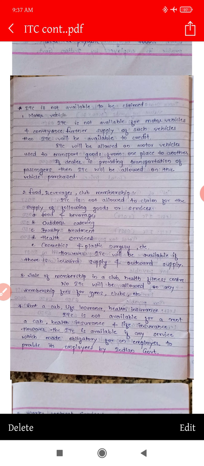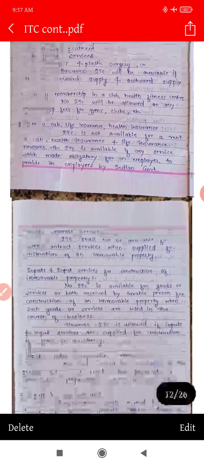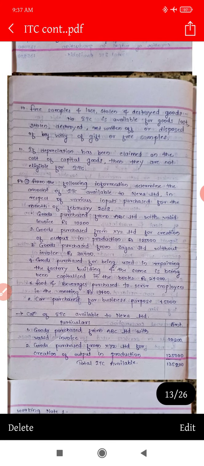In the previous video we studied when ITC is claimed or not claimed on which of the following goods and services. There were some 12 conditions that I explained in the previous video. Based on these conditions you have to calculate the ITC. They will give you some transactions and you have to make out on which transactions your SSC can get input tax credit.